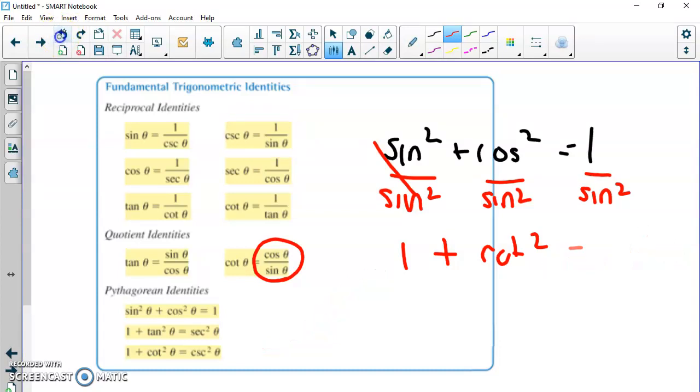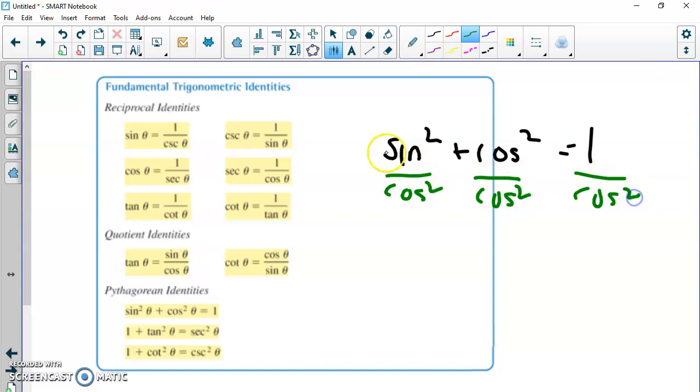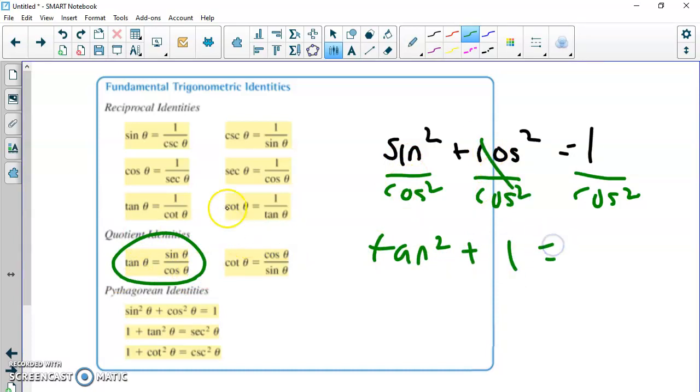All right, and instead of dividing everything by sine squared, let's divide it by cosine squared. So cosine squared, cosine squared, cosine squared. This sine squared over cosine squared would be tan squared plus 1 equals secant squared. That is the second Pythagorean identity. Hit pause if you need to for that one.